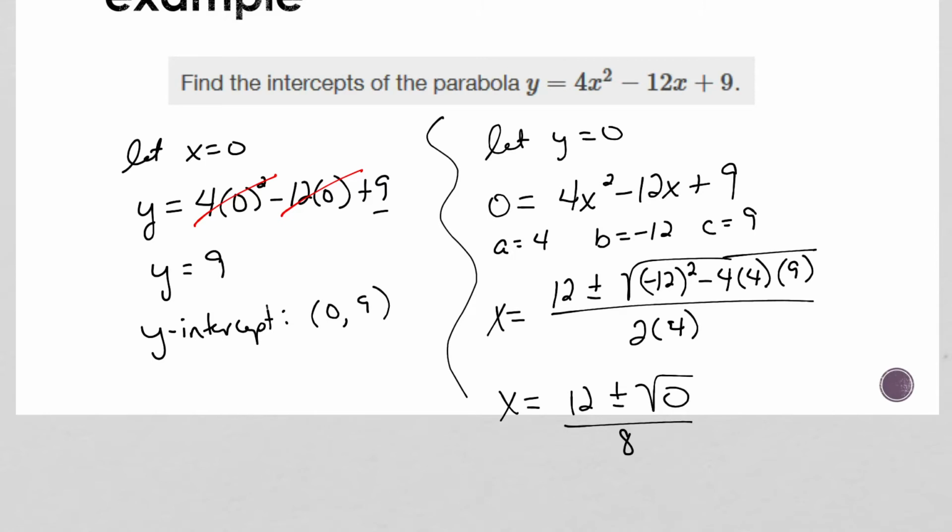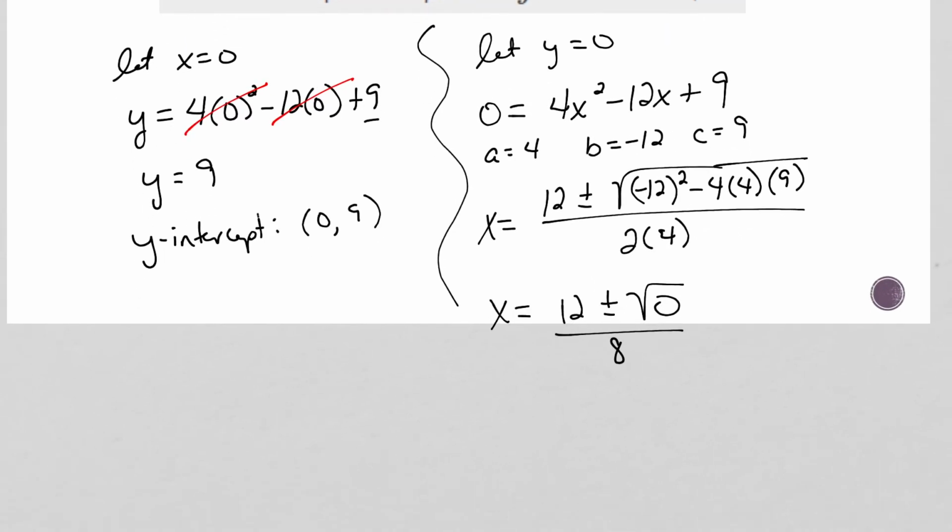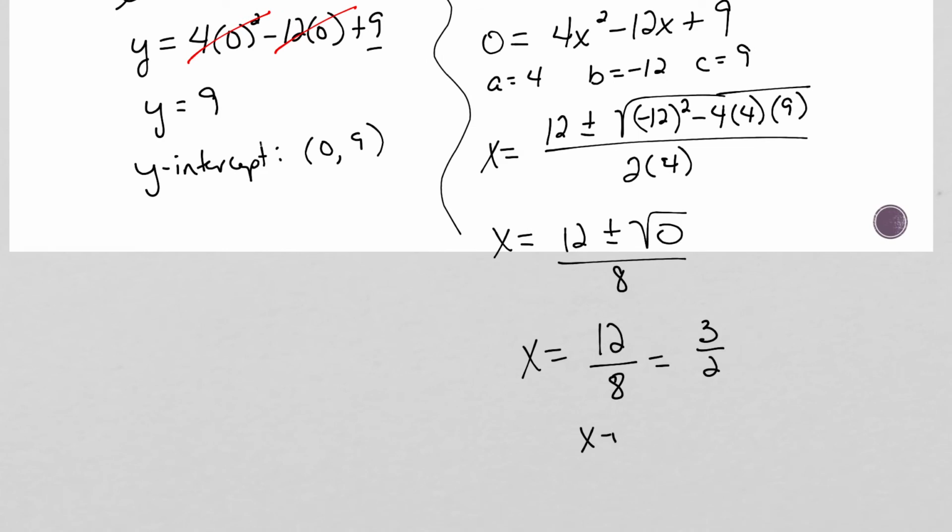That means that we will only get one x-intercept, because remember, you can only take the square root of 0 one way. So we end up with x is equal to 12 plus 0, which doesn't change anything, or 12 minus 0, which again doesn't change anything, over 8, which ends up being 3 over 2. And so our x-intercept is at 3/2 and 0. You could also say 1 1/2 there, but I like 3/2 just as well. That's it for this problem.